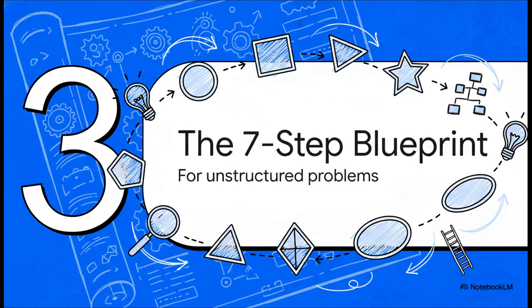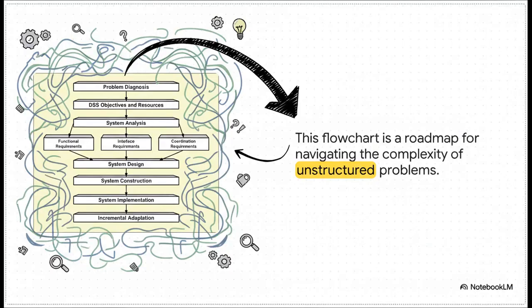So let's walk through these 7 steps. So take a look at this. This flowchart pretty much shows the entire journey, and it's going to be a roadmap for the next couple of minutes. You can see it starts with diagnosing the problem and flows all the way through to something called incremental adaptation. This whole process is really a masterclass in navigating complexity.